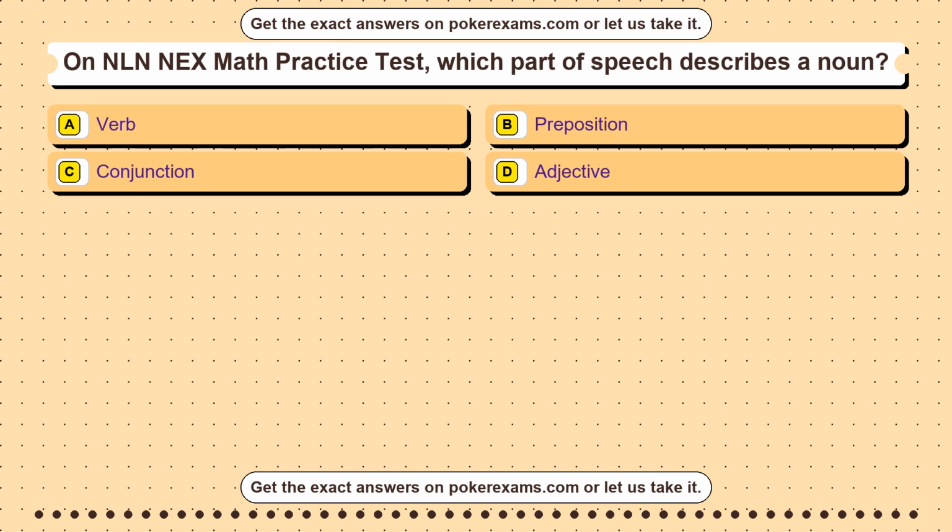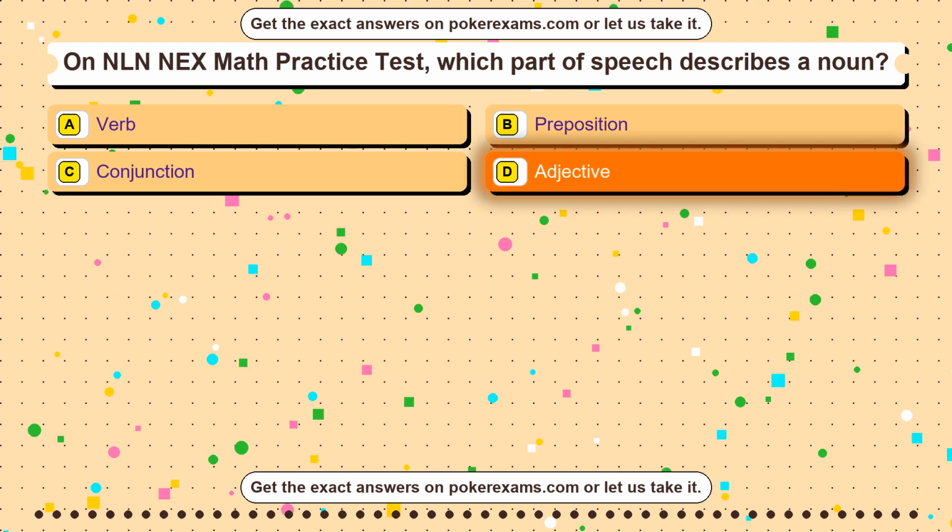Question 14. On get inference practice, which word signals contrast? Option A, because. Option B, also. Option C, first. Option D, however. The correct answer is option D.